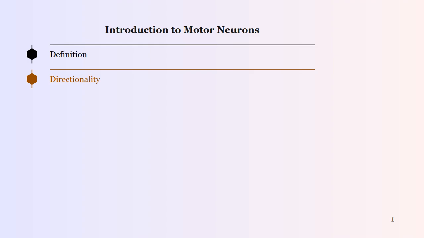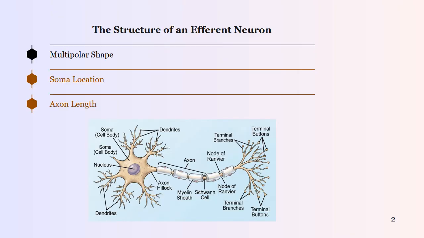1. Introduction to motor neurons. Definition. Motor neurons, or efferent neurons, are nerve cells forming part of a pathway along which impulses pass from the brain or spinal cord to a muscle or gland. Directionality. Unlike sensory neurons, these carry signals away from the central nervous system (CNS) to the periphery to initiate movement or secretion.